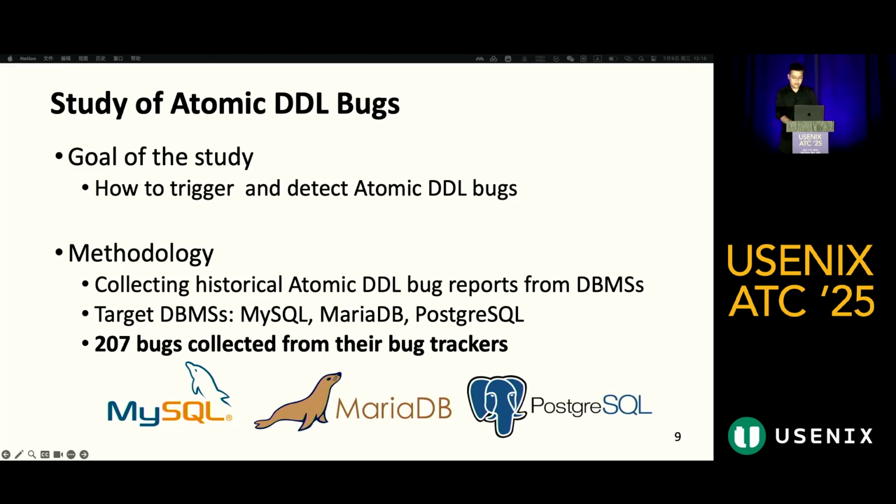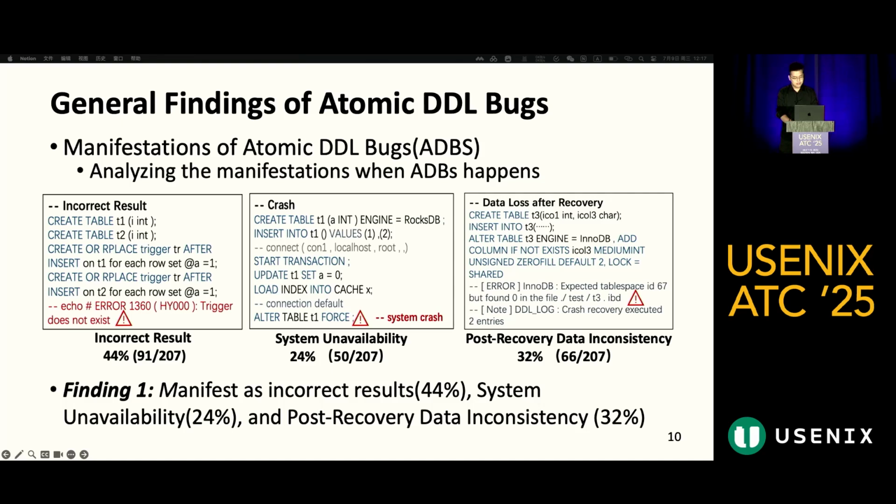To answer these questions, we first conducted a comprehensive study. We collected 207 real-world atomic DDL bug reports from 3 popular DBMSs, including MySQL, MariaDB, and PostgreSQL. These bugs were collected from their bug trackers with specific search keywords. Our methodology involved deep analysis of these reports, including their characteristics and root causes. Here are some general findings from the study.